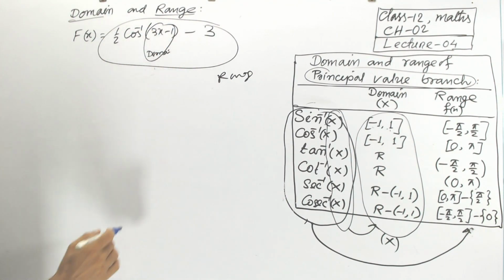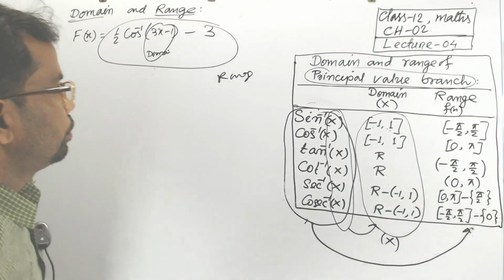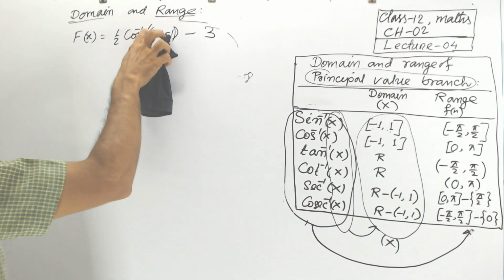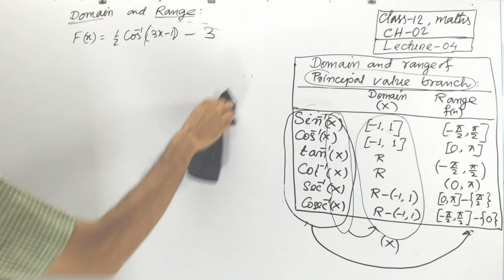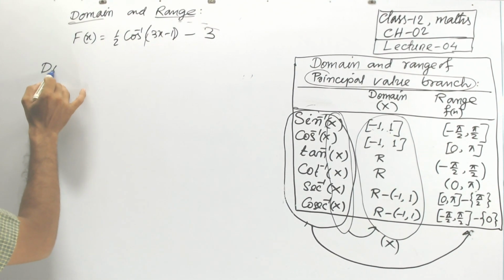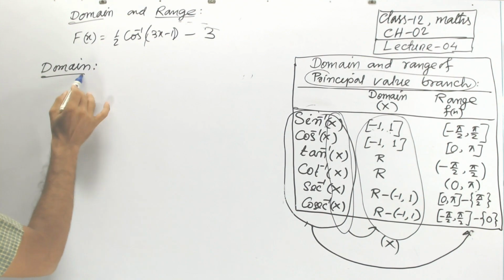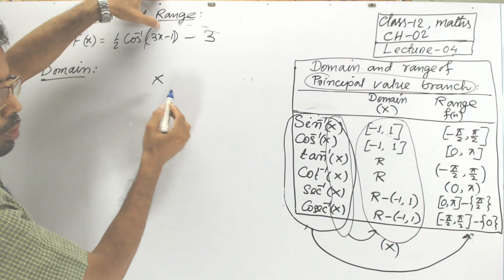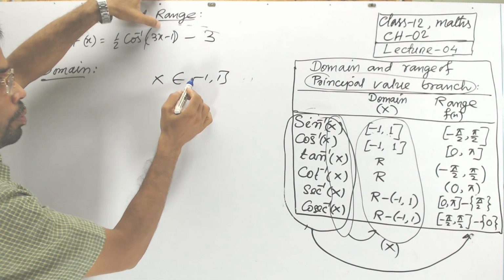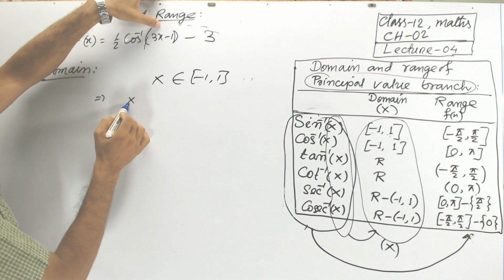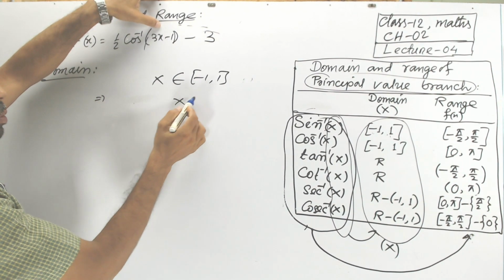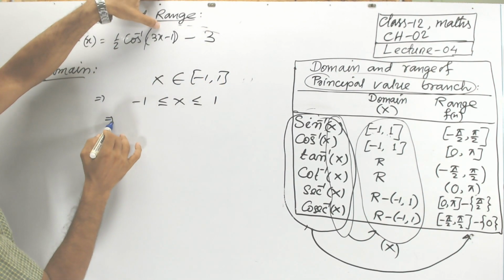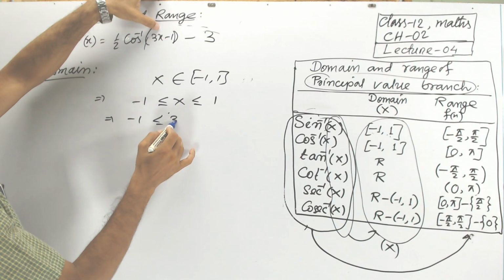Now I am starting. You see, this is cos inverse, and for the domain, for cos inverse of this part, this whole thing is x, and for cos inverse x, x belongs to minus 1 to plus 1. That means x lies between minus 1 and plus 1, and for this we have 3x minus 1 less than or equal to.